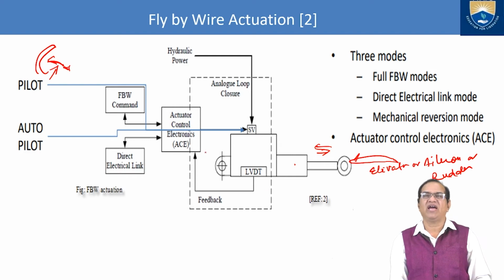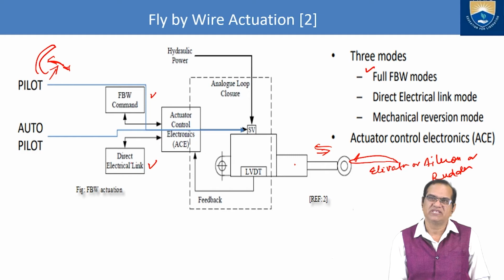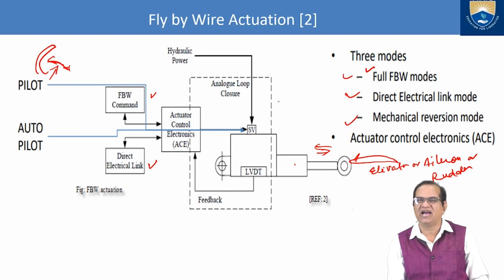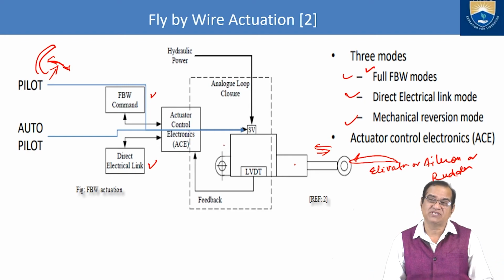So this is a fly-by-wire. In that, the fly-by-wire command is given, and here is the direct electric link. This you see is FBW full. This is the full, and this is the electric, and then it goes to the mechanical. If the pilot switches off the system, only the mechanical systems will work. So all three I have explained by this diagram. Hope it is very much clear now.